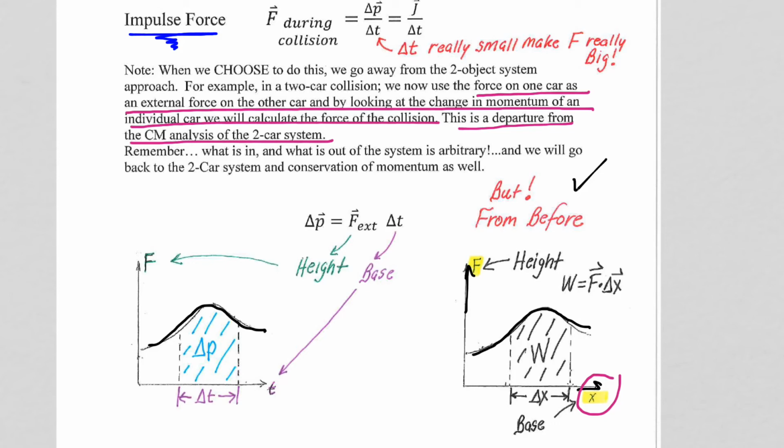If x is plotted on the x-axis, then we go back to the area underneath the graph being the work done by the force. Work done equals change in kinetic energy. If it's a conservative force, it will also equal negative the change in potential energy. Everything we've done before. However, if time is plotted on the x-axis, now we have the change in momentum. The area under the force graph, as it's shown here, will equal the change in momentum.